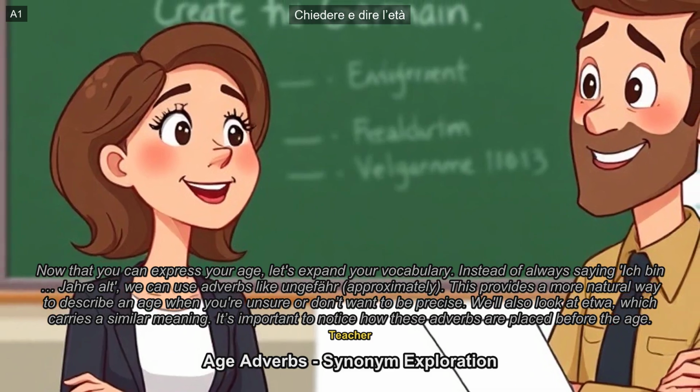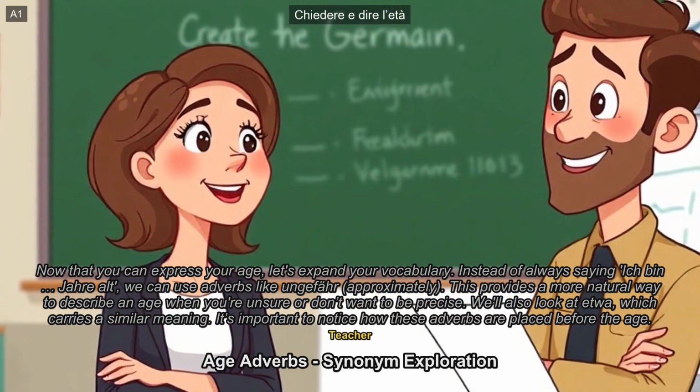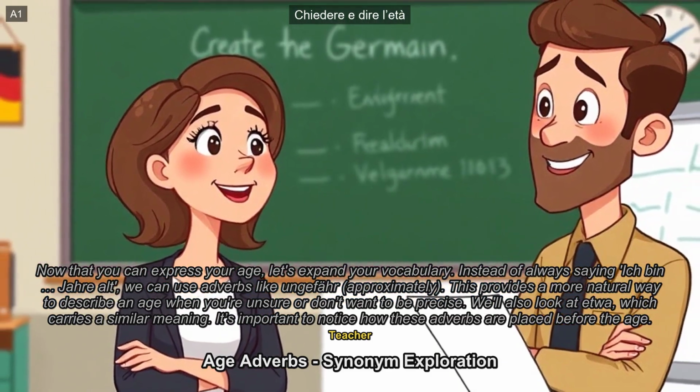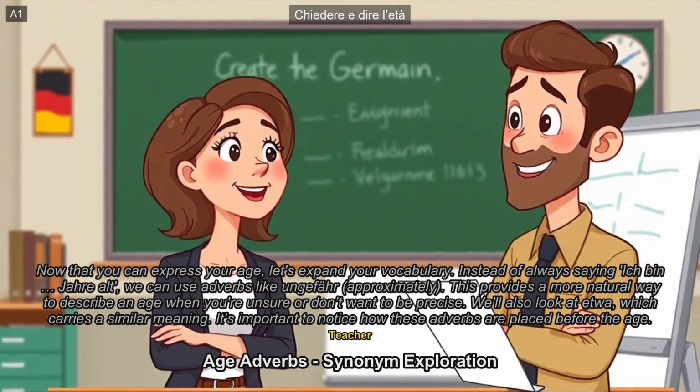Now that you can express your age, let's expand your vocabulary. Instead of always saying ich bin Jahre alt, we can use adverbs like ungefähr, approximately. This provides a more natural way to describe an age when you're unsure or don't want to be precise. We'll also look at etwa, which carries a similar meaning. It's important to notice how these adverbs are placed before the age.